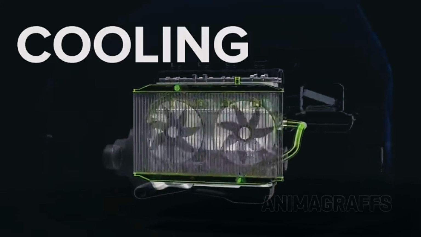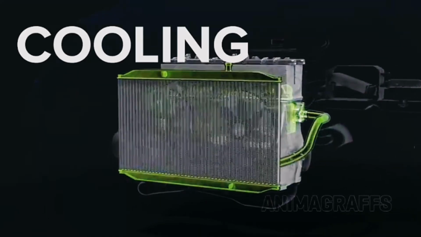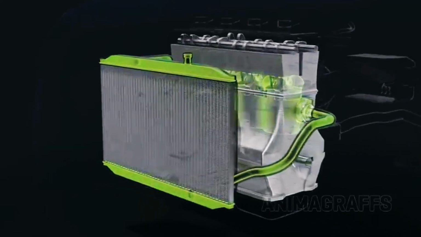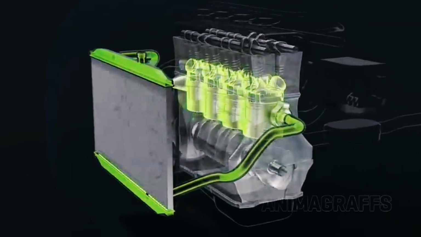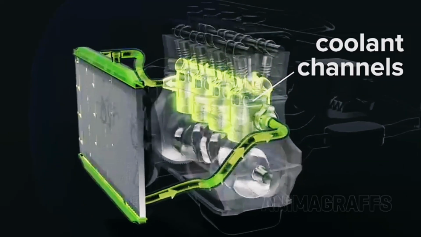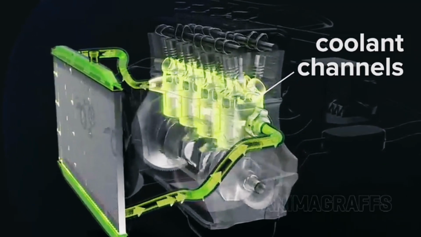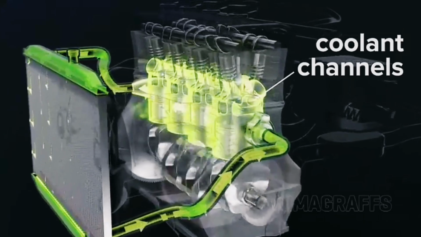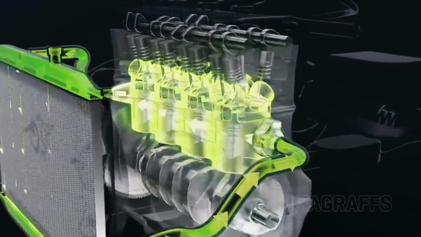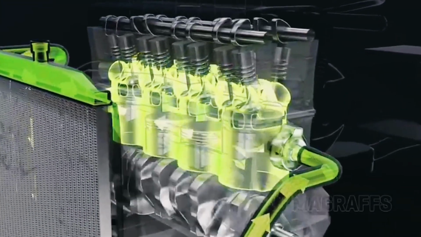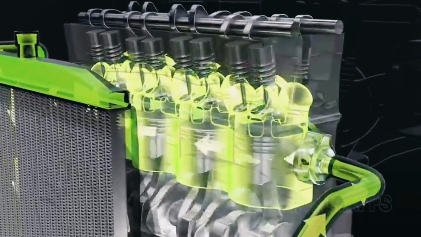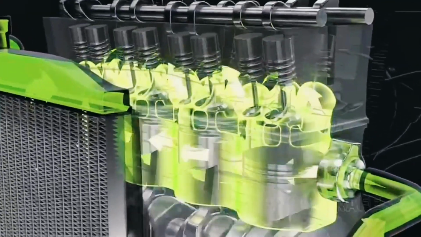Cooling. Engines get very hot during operation and require a cooling system. Cooling channels around the cylinders and through the cylinder heads carry a special liquid called antifreeze to keep temperatures within safe operating range. It's called antifreeze because it won't freeze in icy weather.